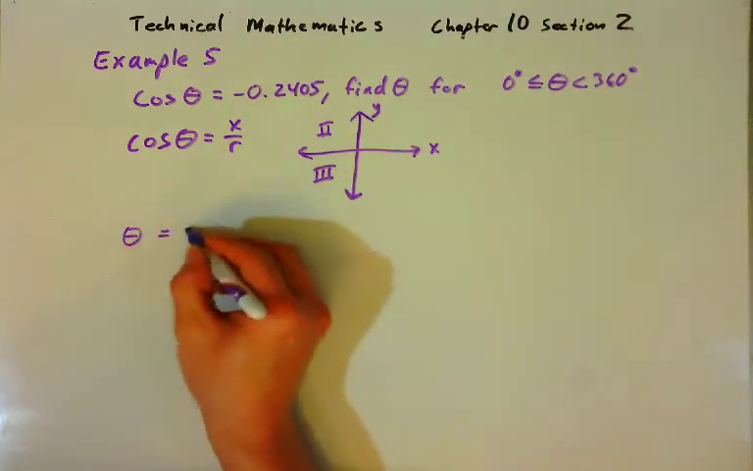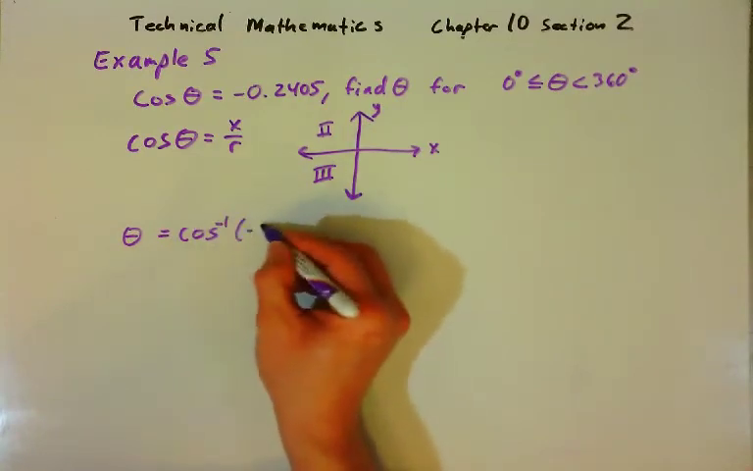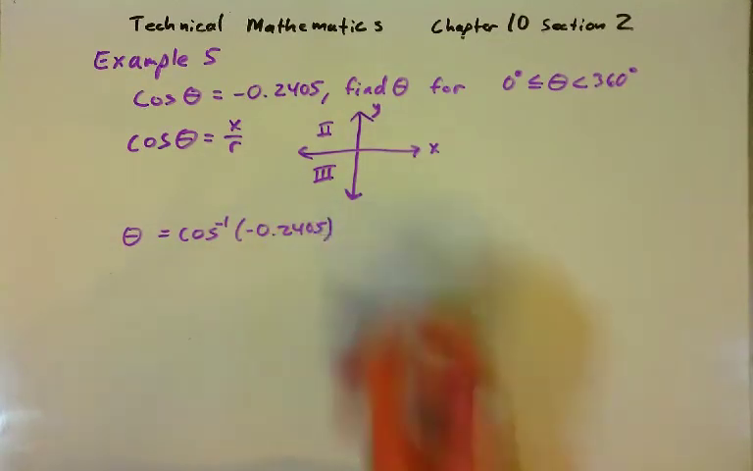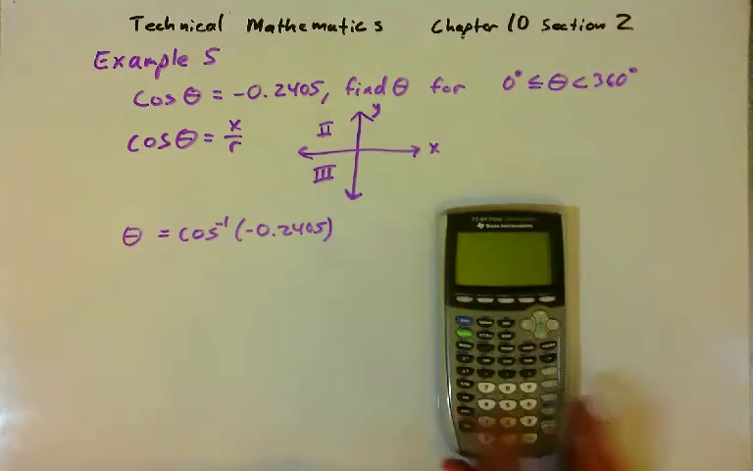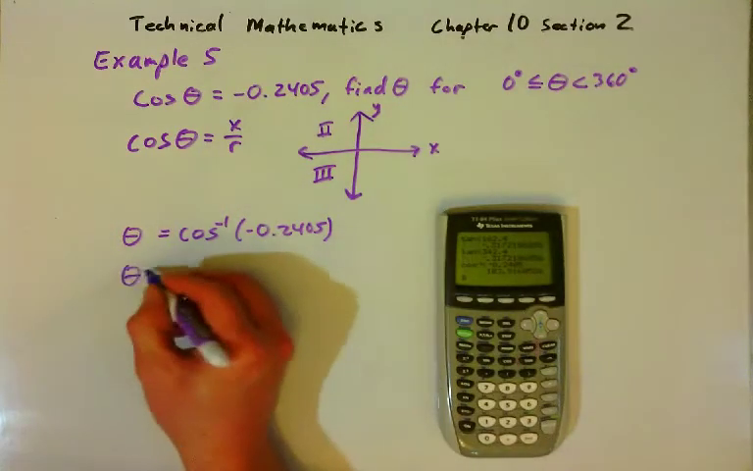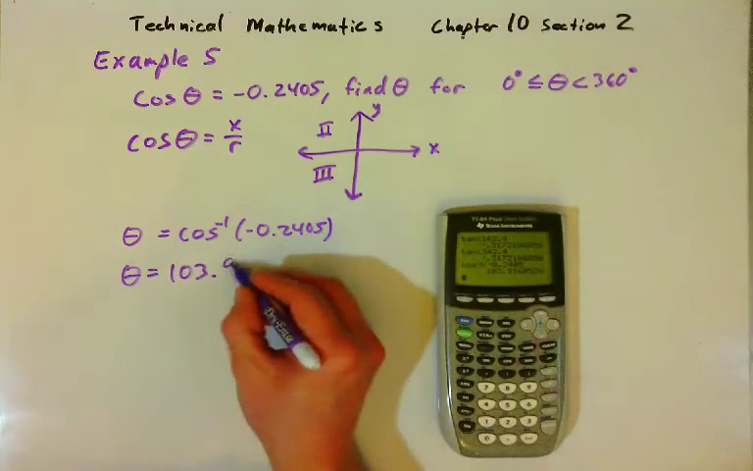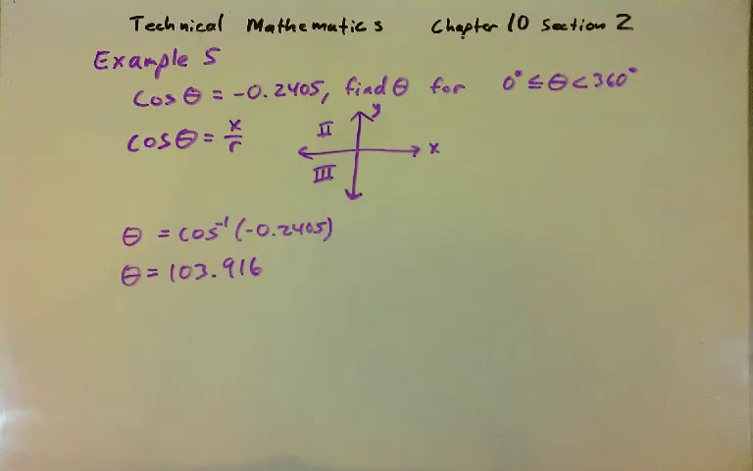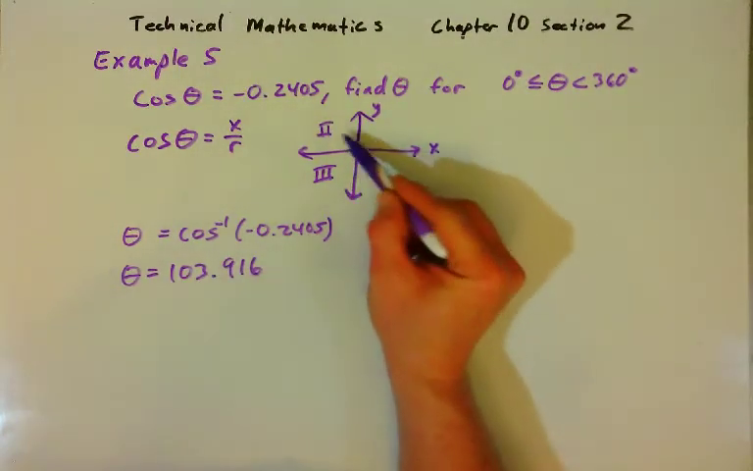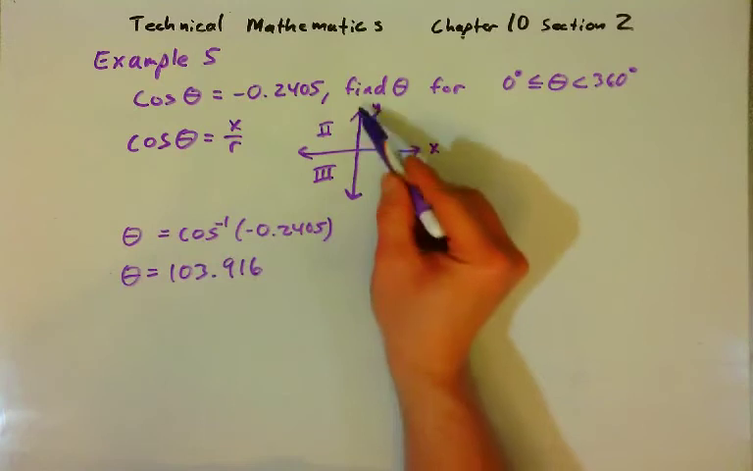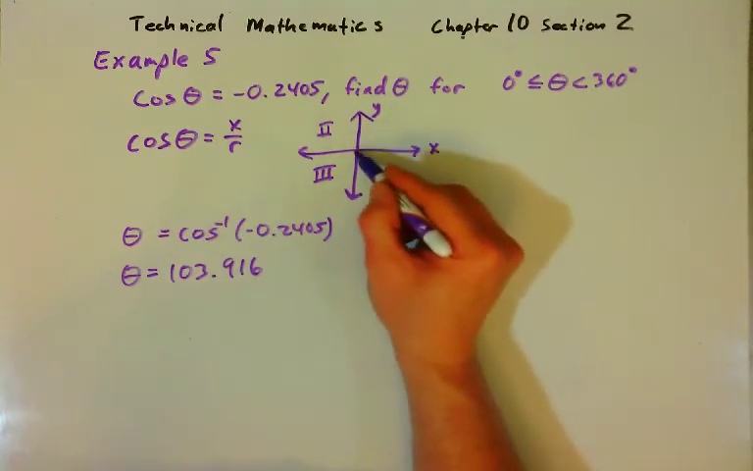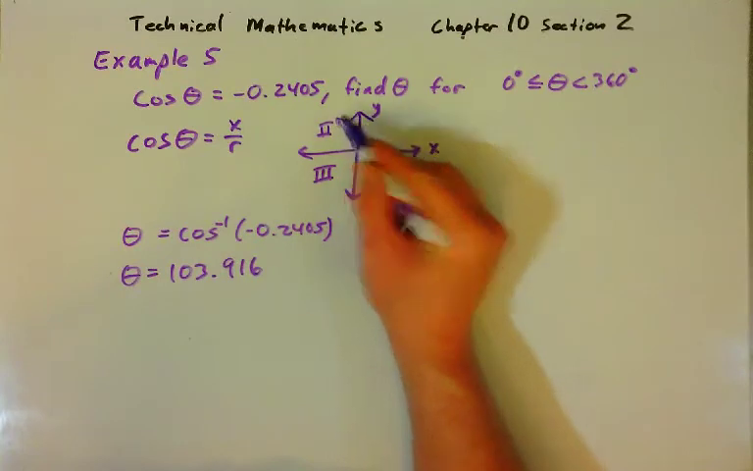And so we can use our calculator. Theta will be equal to the inverse cosine of negative 0.2405. And so we'll use our calculator. The inverse cosine of negative 0.2405 is 103.916. Theta must be equal to 103.916. And so that's one possible answer. That's a second quadrant answer because it's greater than 90, but it's less than 180. So we're looking at an answer somewhere over here, greater than 90 degrees.